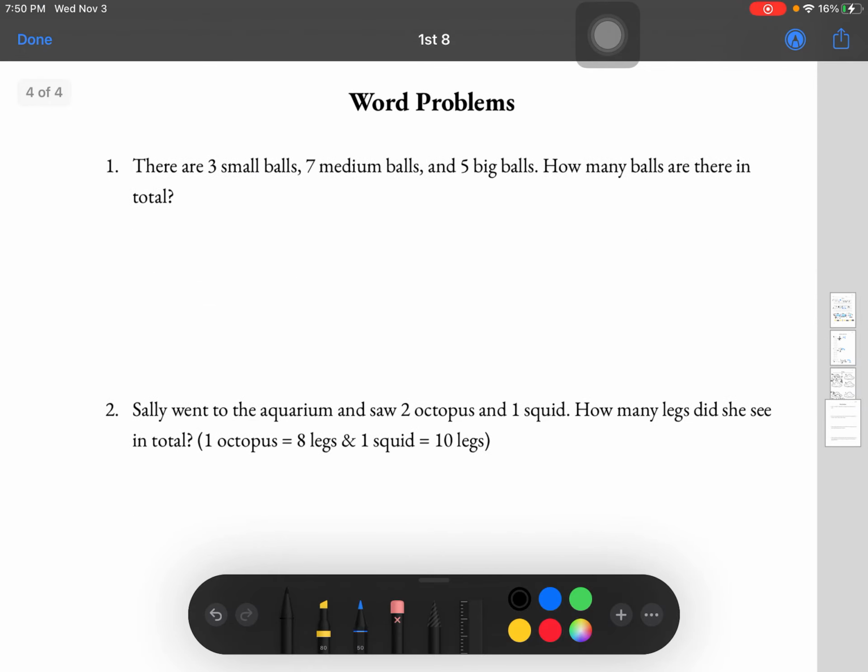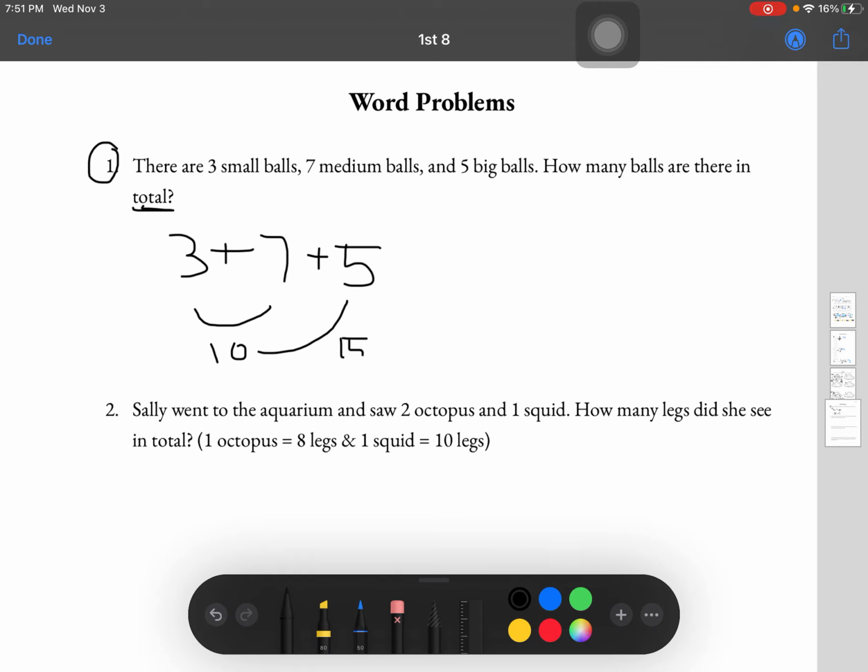We will now move on to word problems. We'll do number 1. There are 3 small balls, 7 medium balls, and 5 big balls. How many balls are there in total? So there are 3 small balls, and because we're finding total, we are adding. So we would add the 7 medium balls and we would add the 5 big balls, which would mean 3 plus 7 is 10, and 10 plus 5 is 15. So that means there are 15 balls in total.